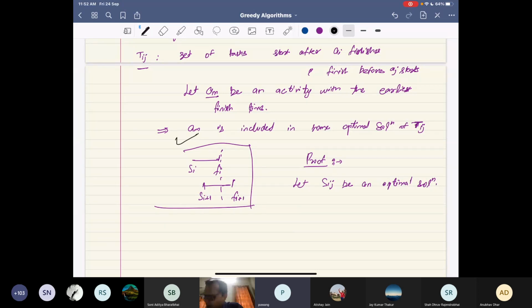Then there are two cases. Case 1, or I can even say, to make it easier, let AM be the activity in Sij with the earliest finish time.